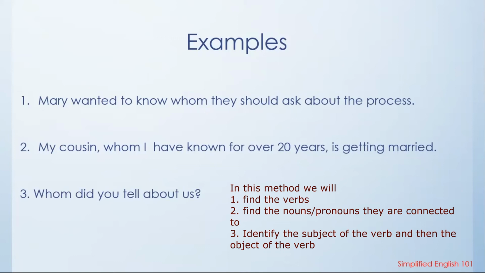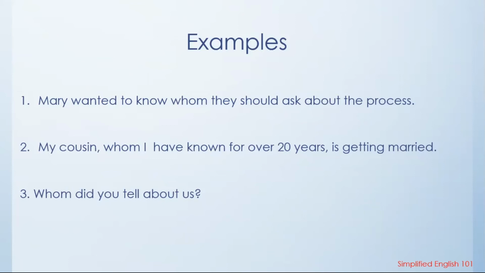When we examine the sentence, we can see that Mary is the subject of the sentence and that she wanted to ask a question. What we need to find out now is who is receiving the questions being asked about the process. It is clear that whom is connected to they. It is a group of persons, they, the unknown, that were asked the question by Mary about the process. Another way to identify if we've done this correctly is to ask ourselves the question, who did Mary ask about the process? Our answer would be them.